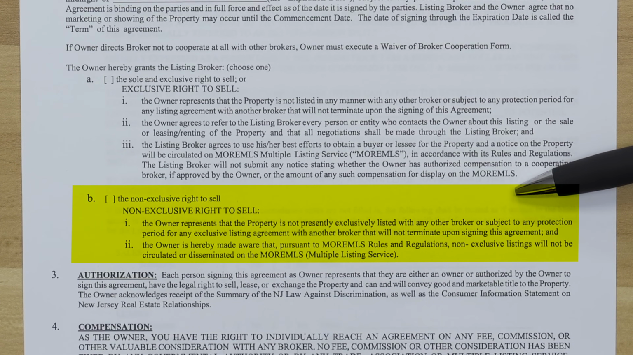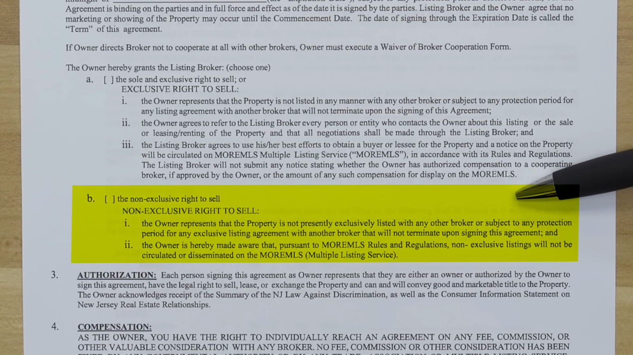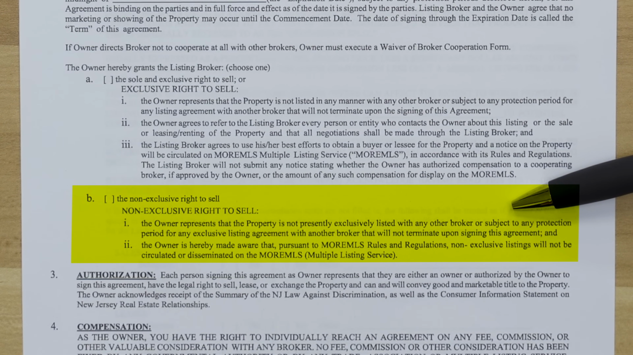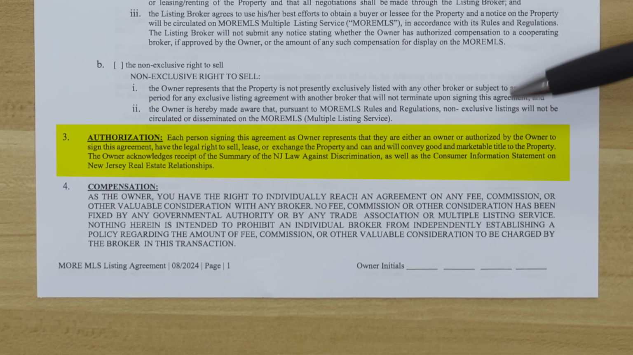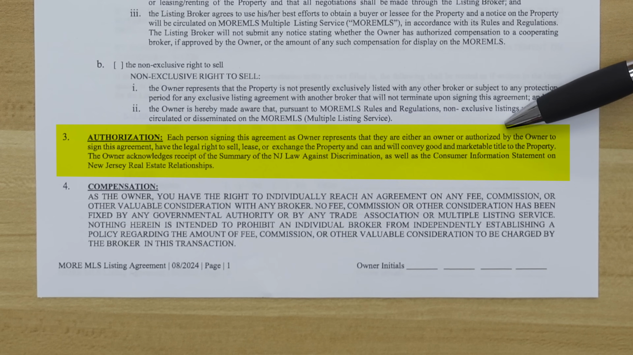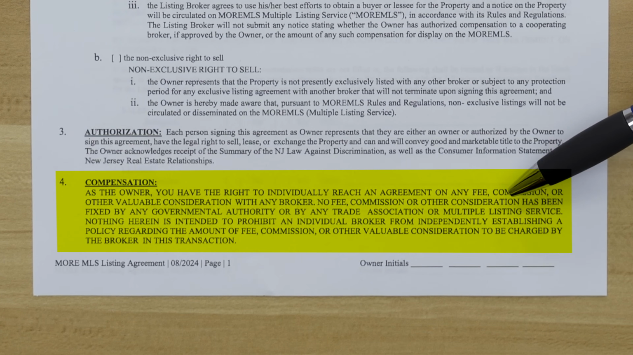The non-exclusive right to sell is not placed in the MLS. So please make sure that you do note that with your sellers, that if they do choose to have an open listing, it cannot be placed in the multiple listing service. Authorization just means that the people that are signing this have the legal right to sign this document.